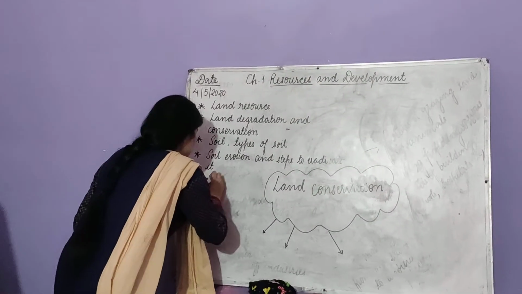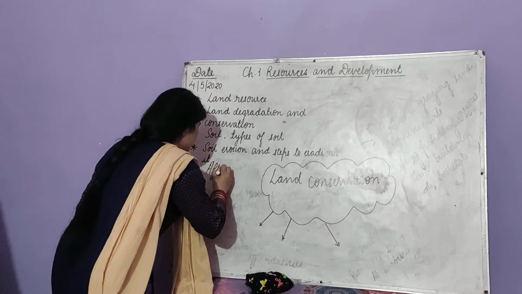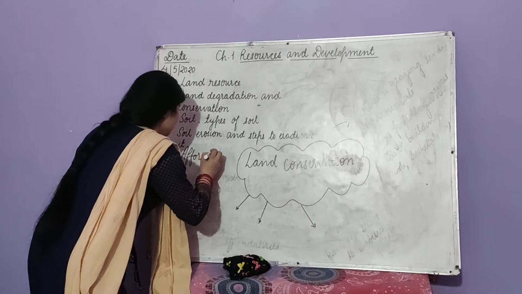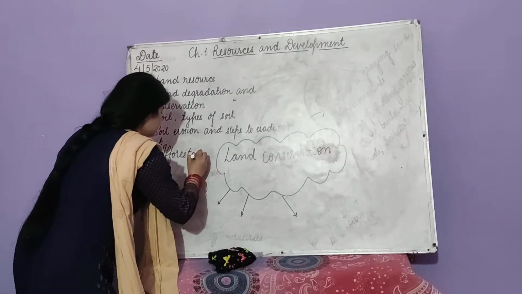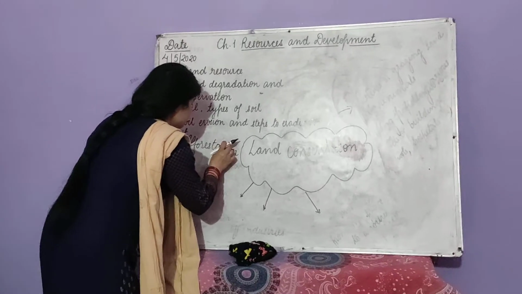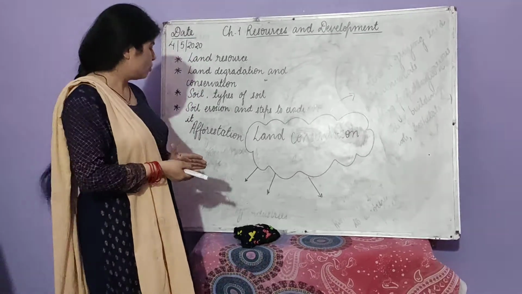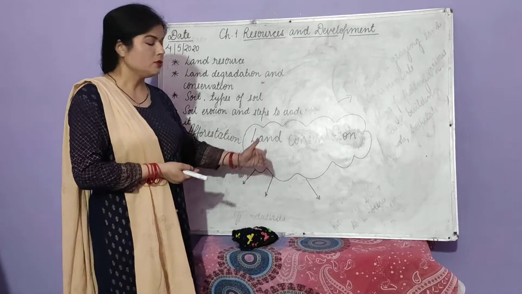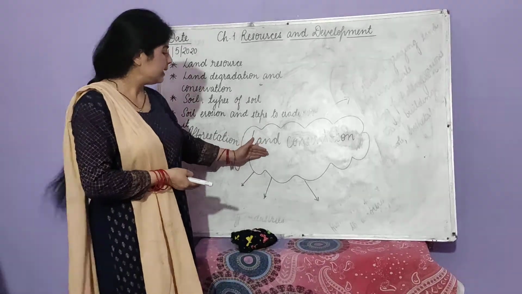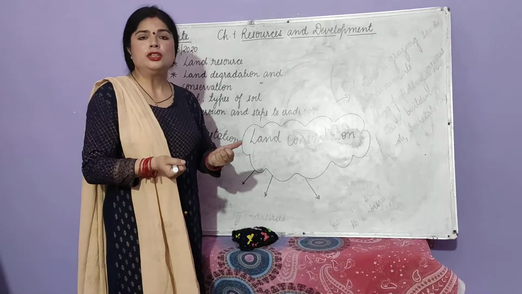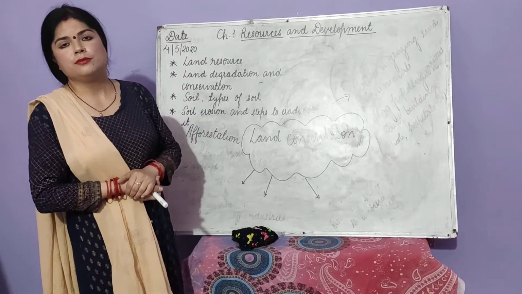First, just opposite of deforestation, we have to promote afforestation. Afforestation means we have to grow plenty of trees so that these trees can hold our soil and land degradation should be under control.